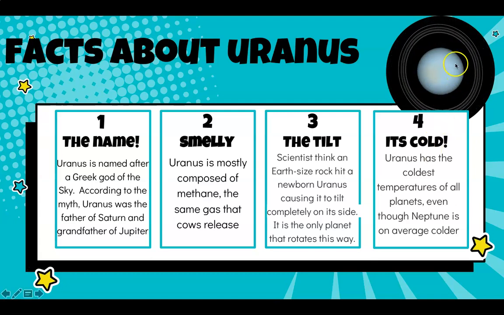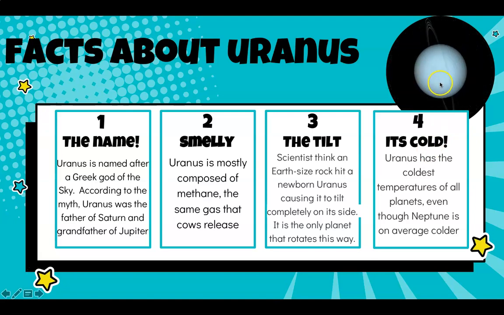And finally, the tilt. So Uranus is tilted sideways compared to other planets. Look at the way that this planet spins. It spins like this, whereas other planets spin like this. And we think that happened when Uranus was forming. It was hit by maybe an Earth-sized asteroid that kind of tilted the way that it was spinning. So it spins at a 90-degree axis, which is kind of funny.